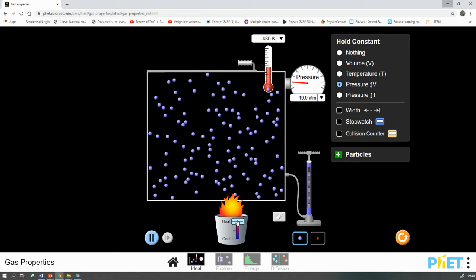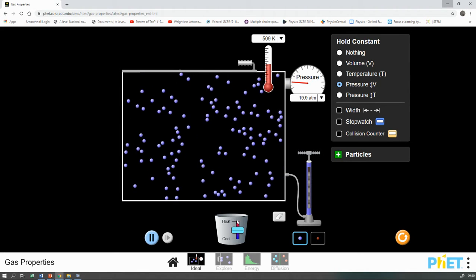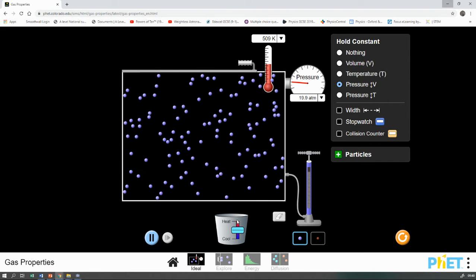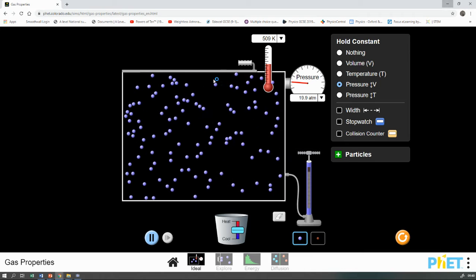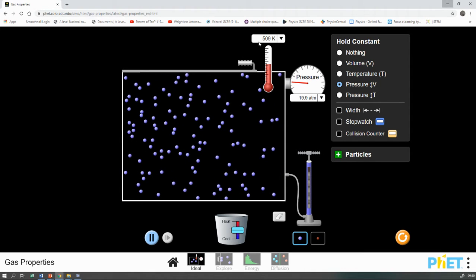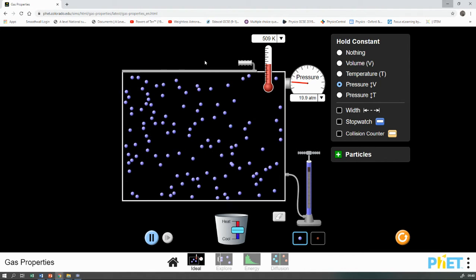Adding heat, and that heat is going into causing some work to be done, and the pressure is remaining constant. And you should be able to see that the volume over temperature, V over T, is remaining constant in this case.